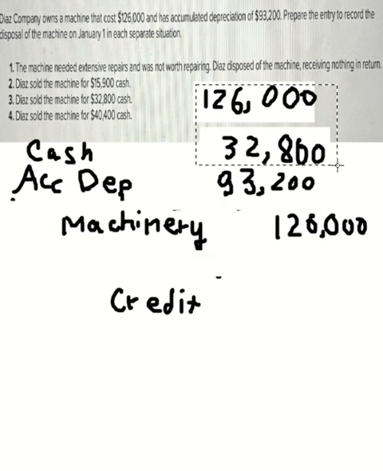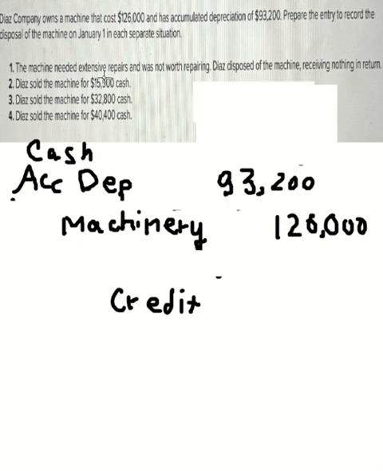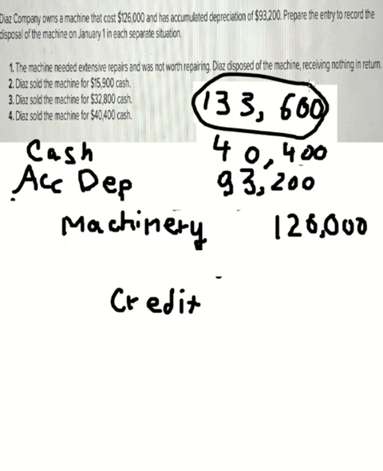Now we go to the last one. We sold the machine for 40,400. So we add two numbers together, and you get the total is about this number in here. So we can see that this one is bigger than this one. So that means we have a gain on sale.